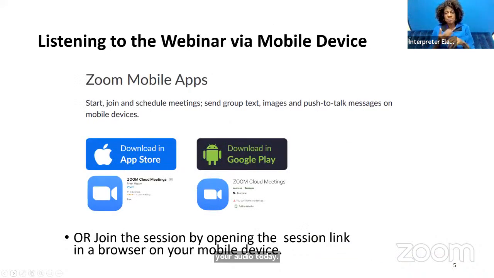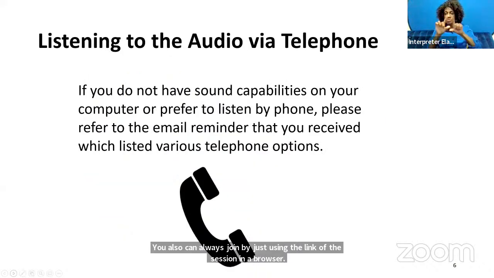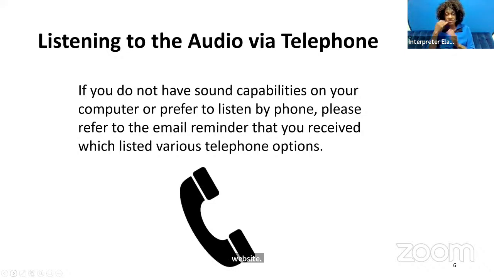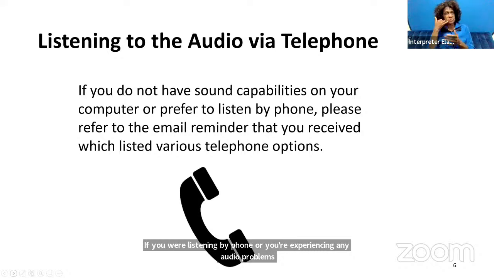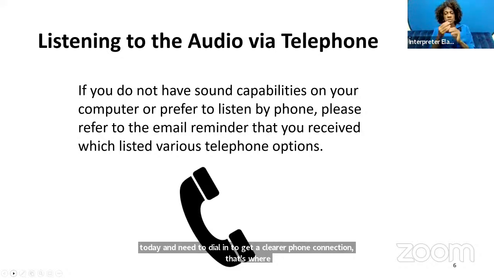Prior to the session, you had the option to download, or for the future, to download the mobile app on your phone or a tablet or mobile device of any type. You also can always join by just using the link of the session in a browser. Telephone numbers were provided in the email confirmation as well as on the website once you signed into your account. If you're listening by phone or you're experiencing any audio problems today and need to dial in to get a clearer phone connection, that's where those numbers can be found.